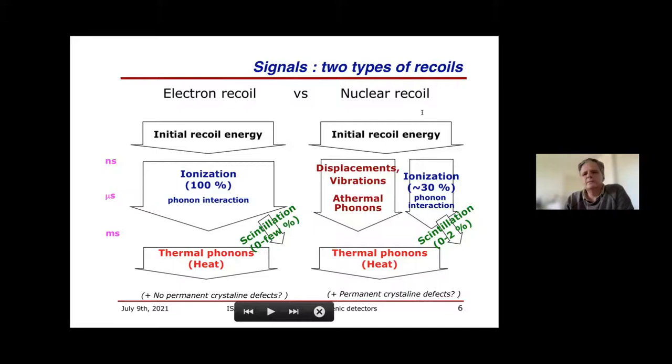Now, nuclear recoil is much more difficult to follow. You have two different paths. The initial recoil energy is not an electron, but an atom. And of course, this atom will lose some of its energy through the excitation of electrons. That's called ionization production, and it can produce a charge; for an electron, you will create an electron-hole pair in a semiconductor, and also some of it can go through scintillation. But since the initial particle is one atom that is part of the lattice, it's obvious that the lattice will be disrupted by this sudden recoil.